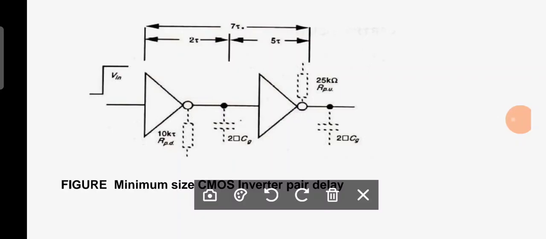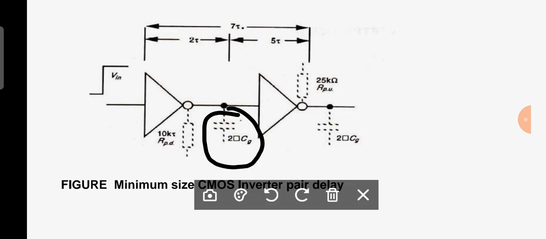Welcome back. In this class we are going to determine CMOS inverter pair delay. Now here a very important point you have to observe: for a CMOS inverter the load capacitance is twice that of an NMOS. Why? Because two gates are tied together and a common input is given, and the output is collected between the two drains.